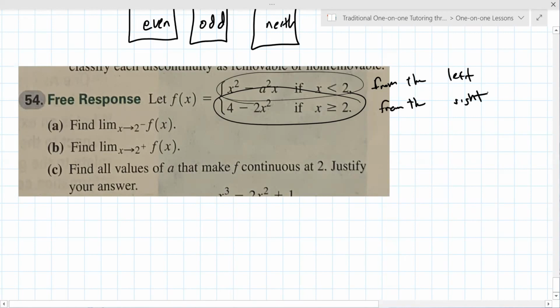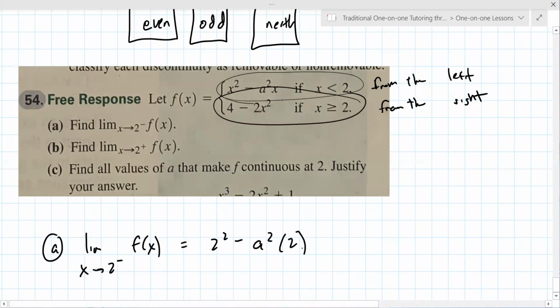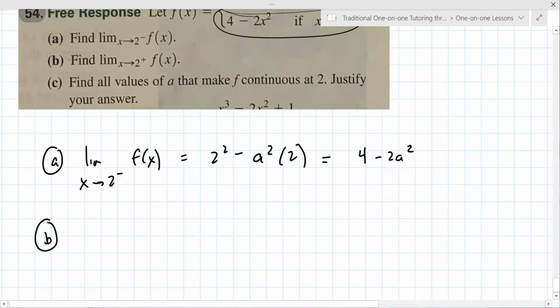Okay. So when it says 2 from the left, you're taking 2 and putting it into this function for x. So part A, limit as x approaches 2 from the left of f of x, you're taking this value of 2 and putting in for x, 2 squared minus a squared times 2. The common mistake here is to try to put something in for a instead of x, but you put it in for x. So that's 4 minus 2a squared, and that's your answer. You just leave it like that. That's all you can do.